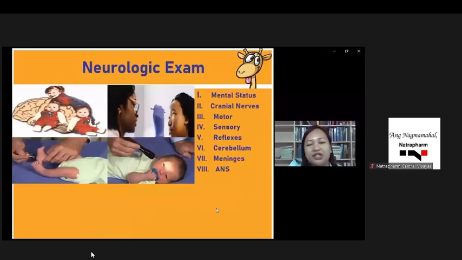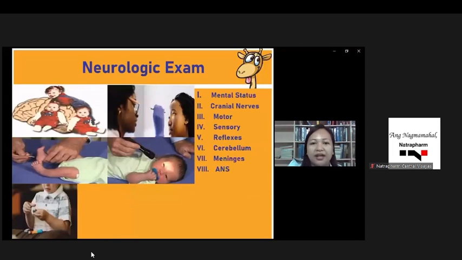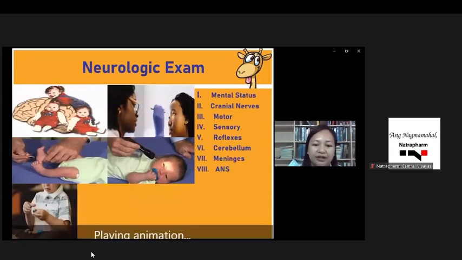So not all parts of the neurologic examination are possible to be performed in a child. Much of the neurologic exam comes from observation of the child, and the rest depends on the creativity of the examiner.